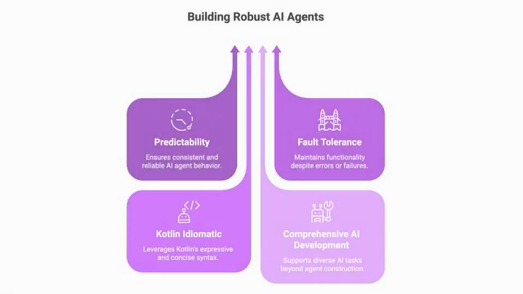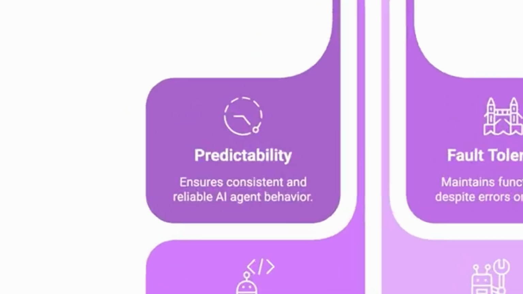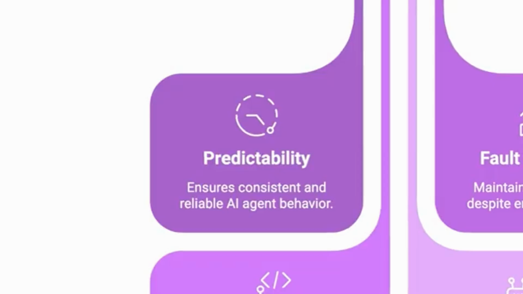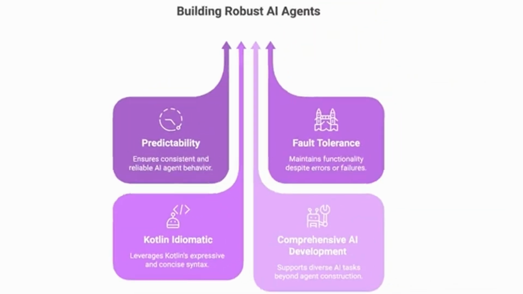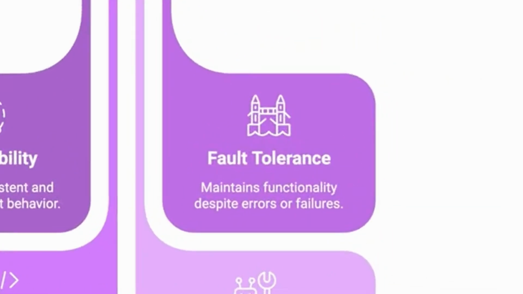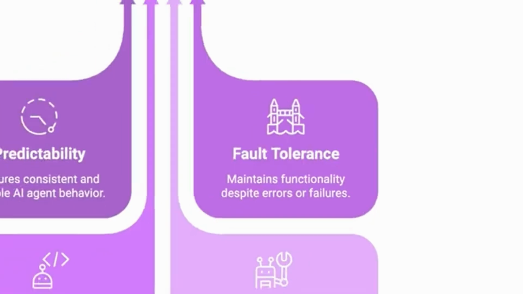There are four qualities that help build strong and reliable AI agents with Koog. Each block highlights a different pillar. First is predictability. This refers to how consistently the agent behaves. When inputs are similar, the agent should respond in a stable, reliable way. It helps you trust the system and makes debugging much easier. Second is fault tolerance. This is about keeping the agent functional even when something goes wrong. That might be a model error, a missing piece of data, or any unexpected condition. A fault-tolerant agent doesn't crash, it recovers, retries, or gracefully handles the issue.